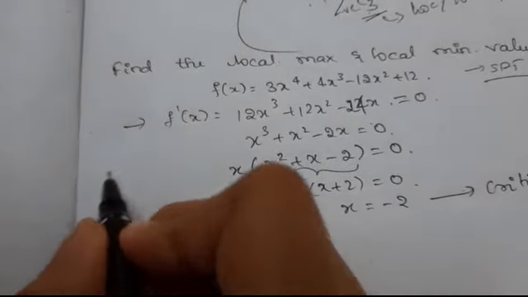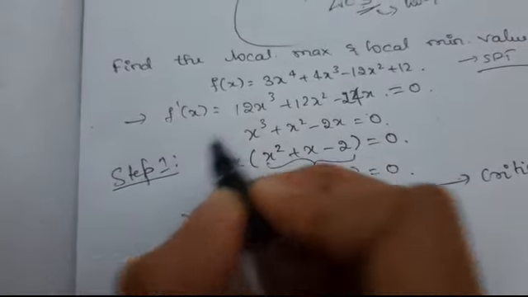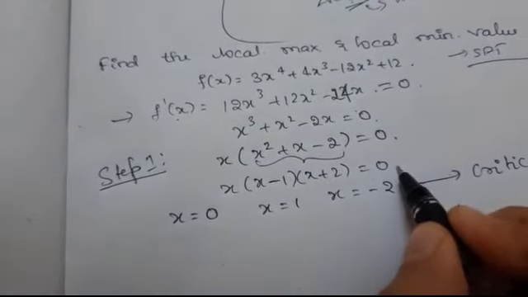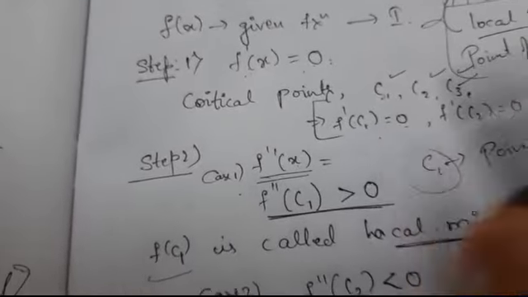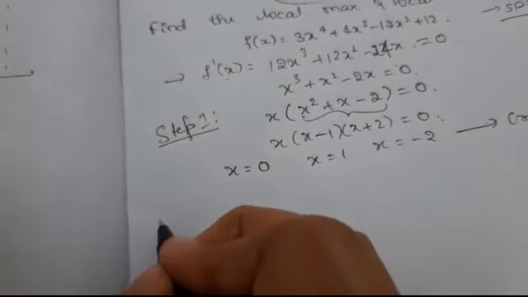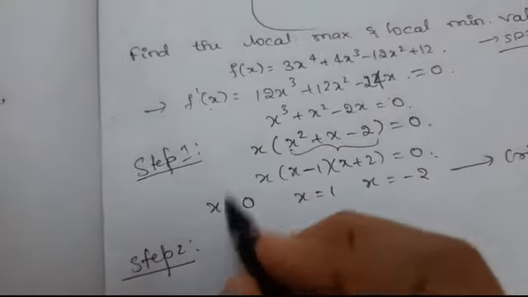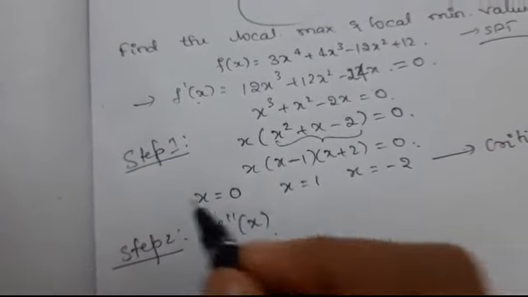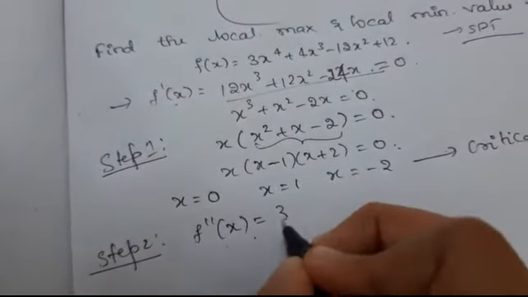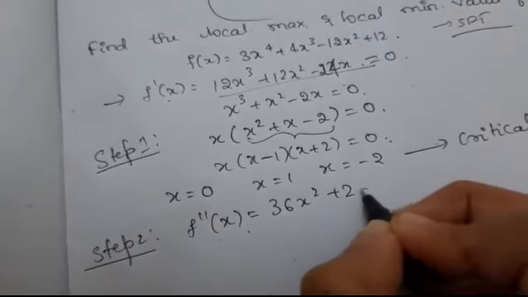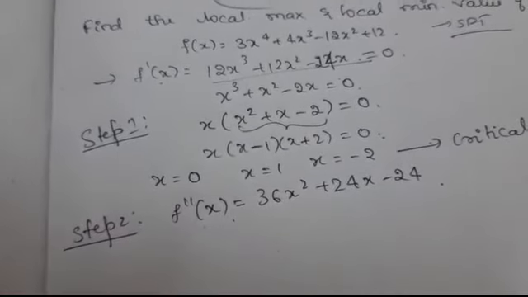Since we are doing the second derivative test, this is our step 1: finding f dash of x, equating it to 0 and getting the critical points. Now step 2: double differentiating. So f double dash of x, differentiating this itself, is nothing but 36x square plus 24x minus 24. This is our f double dash of x.